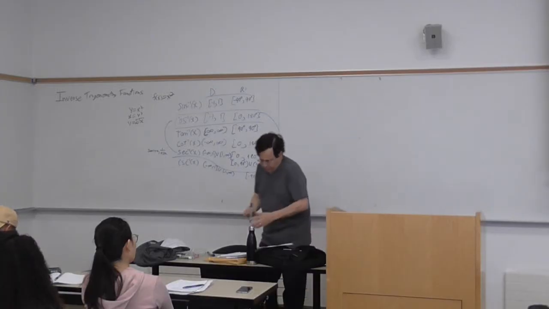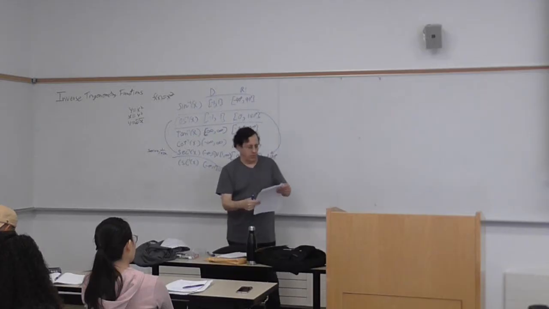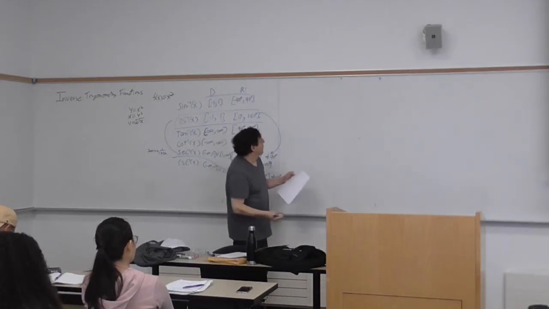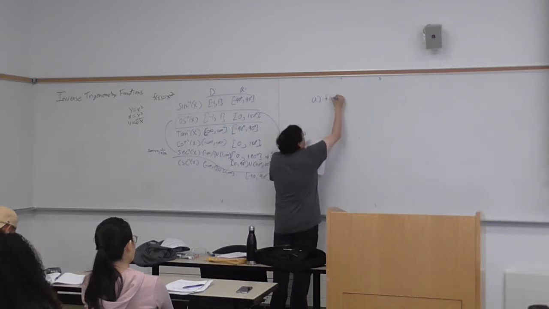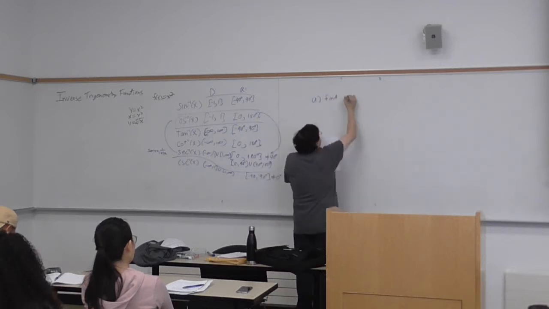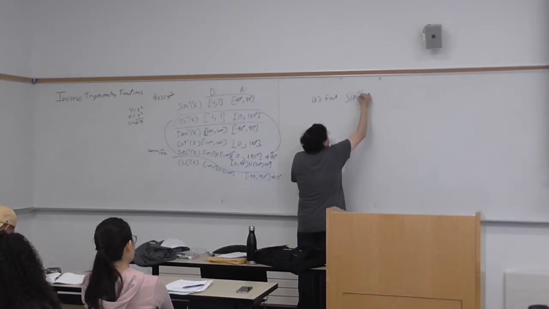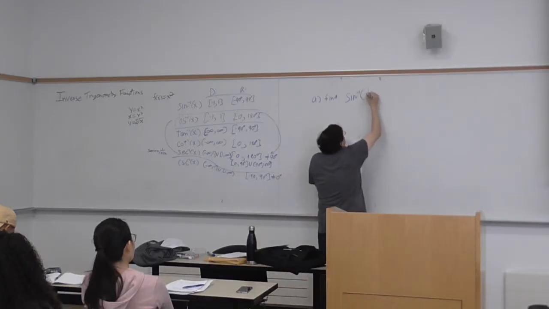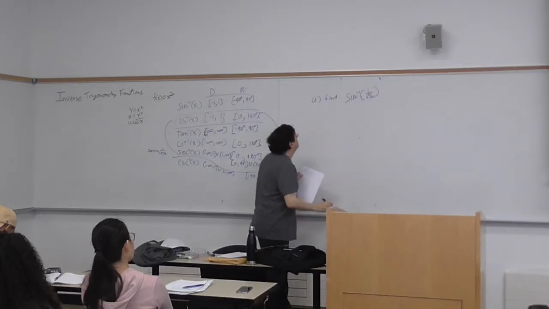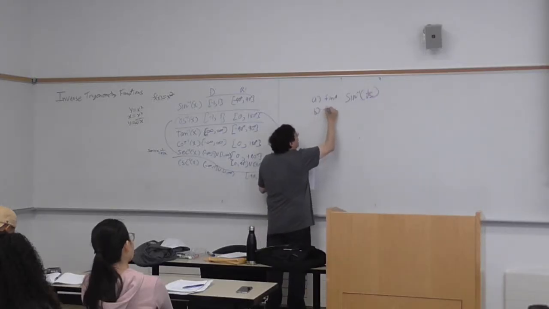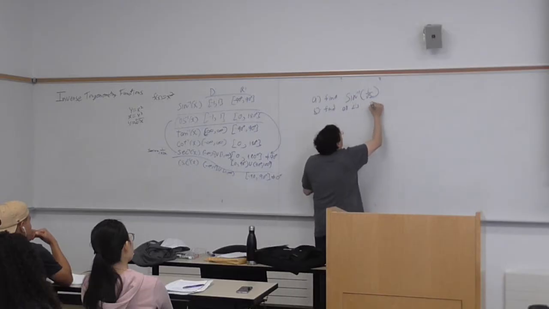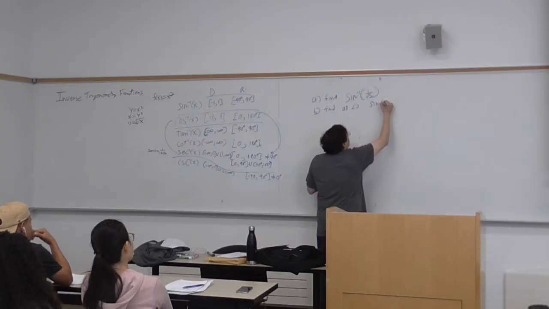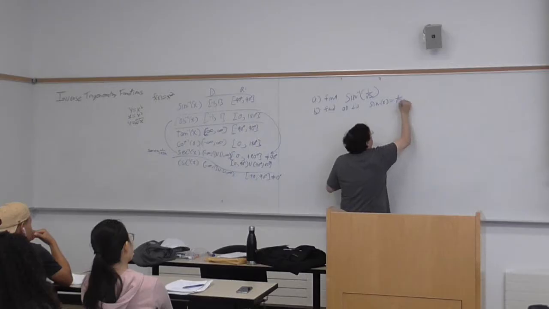All right, let's take a simple problem. Part A is find the inverse sine of 1 over the square root of 2. Part B is find all angles where sine of x equals 1 over the square root of 2.